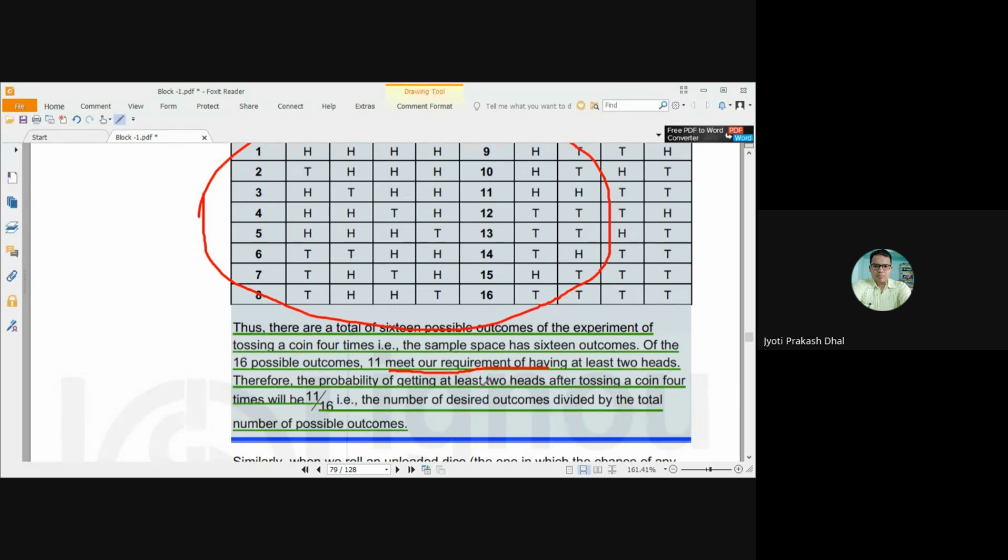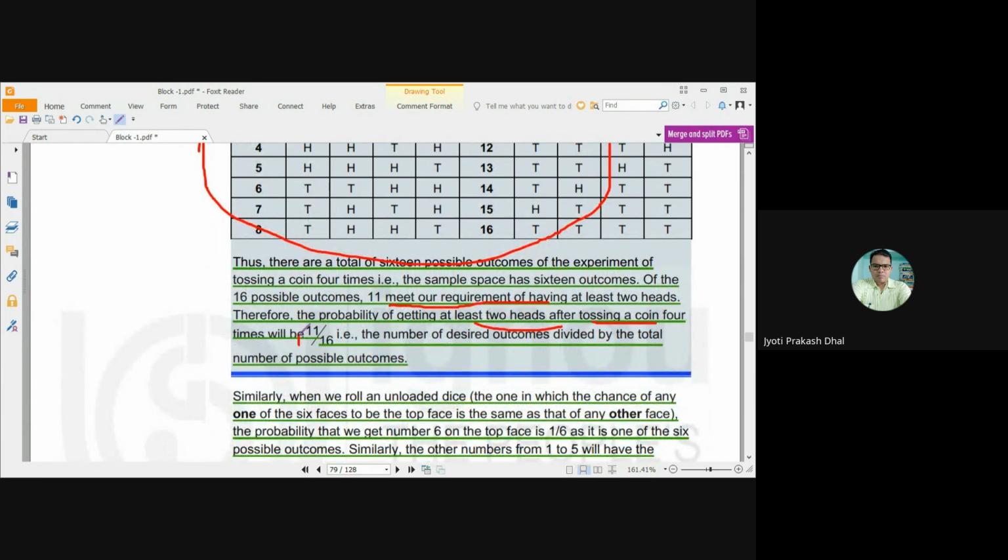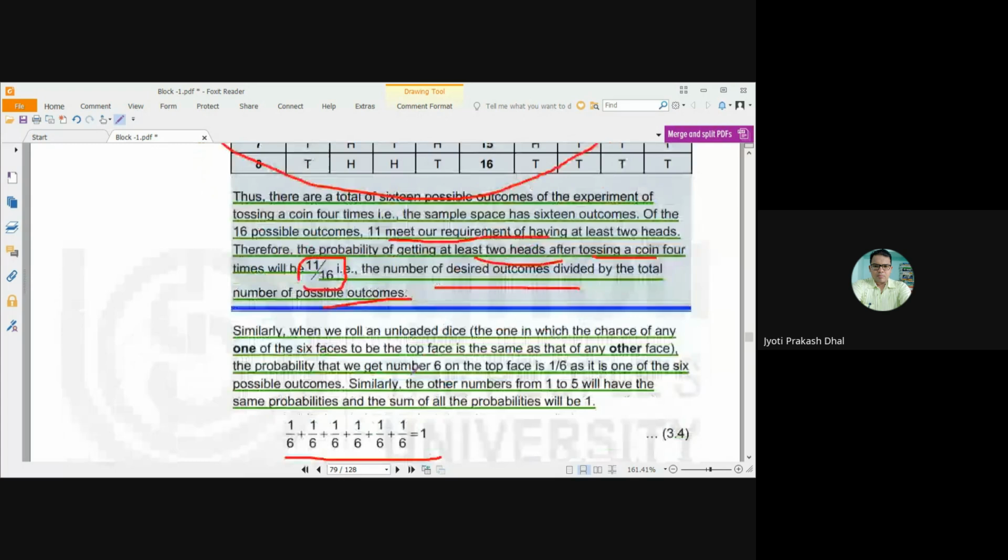Therefore, the probability of getting 2 heads after tossing a coin 4 times will be 11 by 16. That is the number of desired outcomes divided by the total number of possible outcomes.